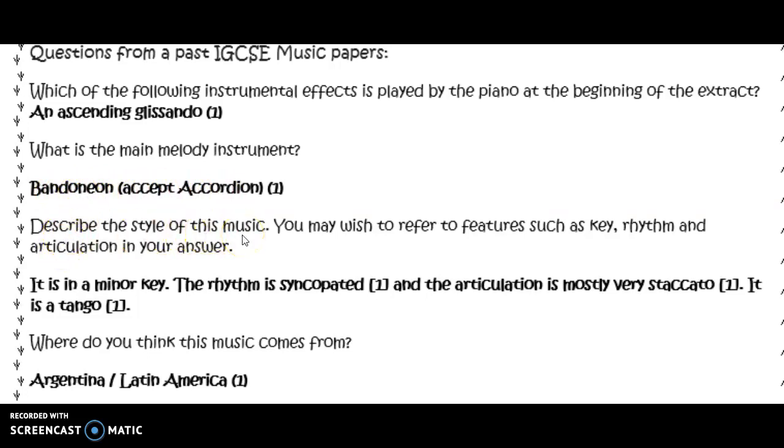Describe the style of the music. You may wish to refer to features as the key, rhythms, and articulation. It's in a minor key. Rhythm is syncopated. Articulation is mostly very staccato. It is a tango. Where do you think this music comes from? Argentina, Latin America. So they obviously played a tango, and there I see some of the stylistic things that I had to be able to hear, that effect of the glissando and the bandoneon instrument that they asked. So go through this and make sure that you understand the Cambridge papers as well.